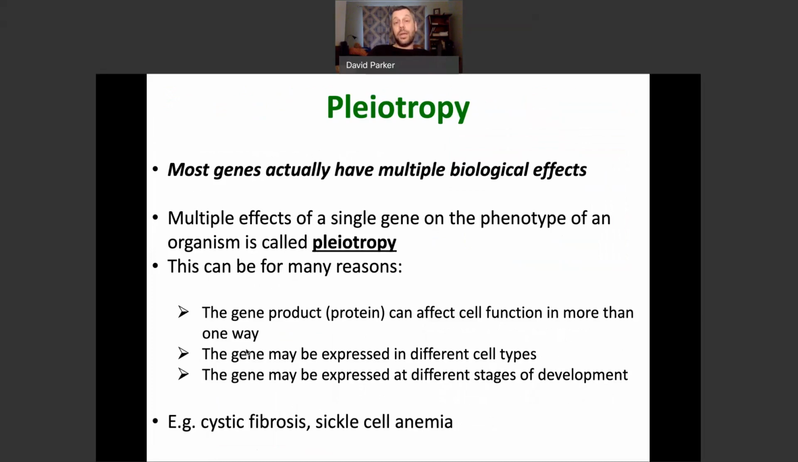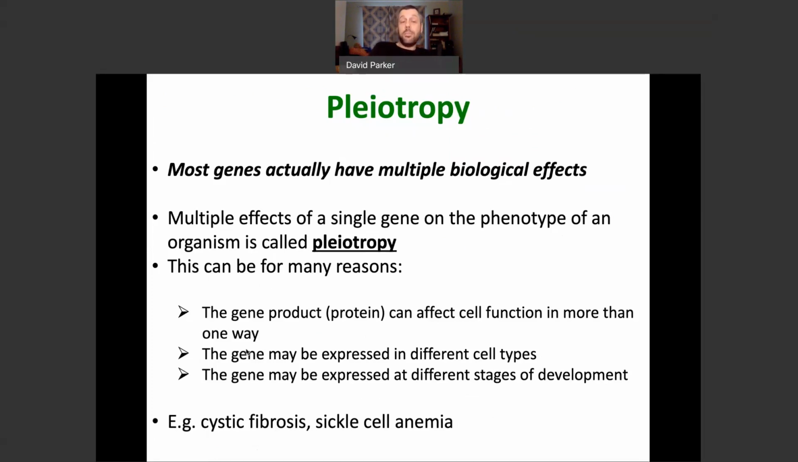Last but not least, we've got to talk about pleiotropy. This is an important genetic concept. And this is the idea that a lot of genes in your body actually have multiple biological effects, not just one type of biological effect. Now, the fact that one gene can have multiple phenotypic effects is known as pleiotropy. And this can occur for many different reasons.